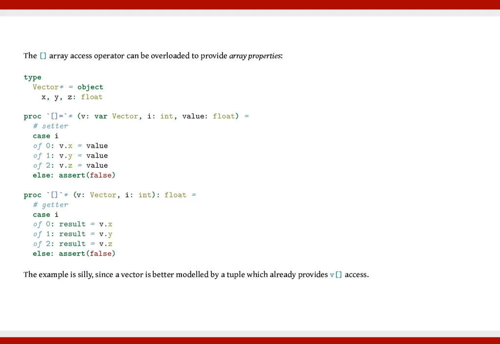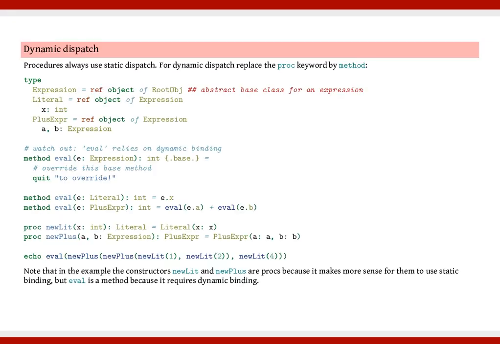proc `[]`*(v: Vector, i: int): float = # getter. case i of 0: result = v.x. of 1: result = v.y. of 2: result = v.z. else: assert false. The example is silly, since a vector is better modeled by a tuple, which already provides v[] access. Dynamic dispatch. Procedures always use static dispatch.